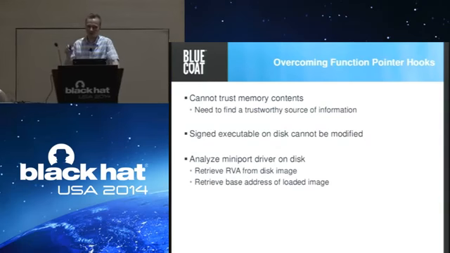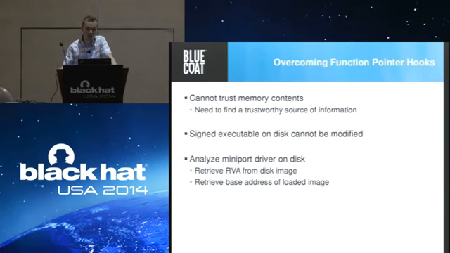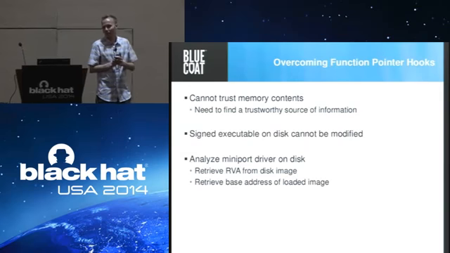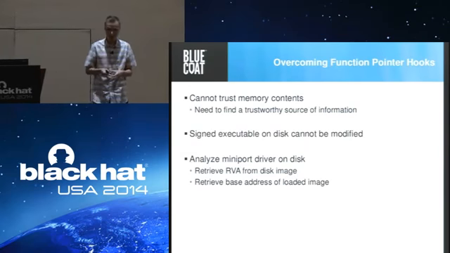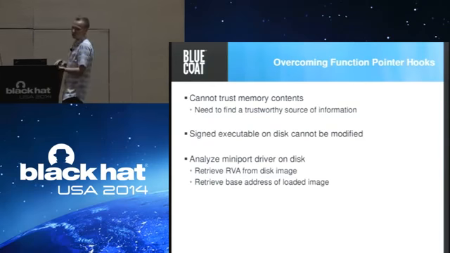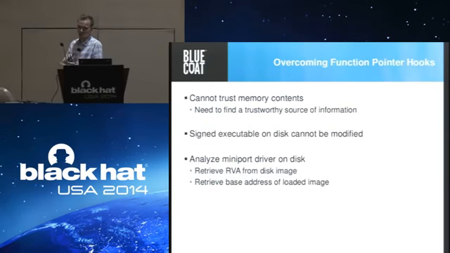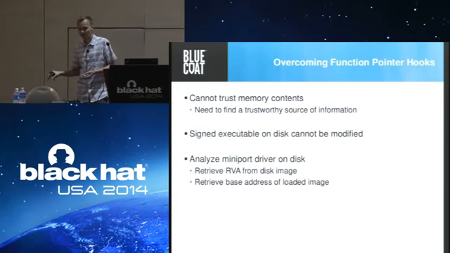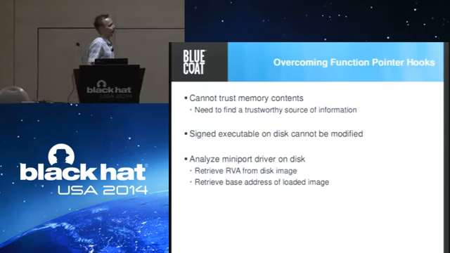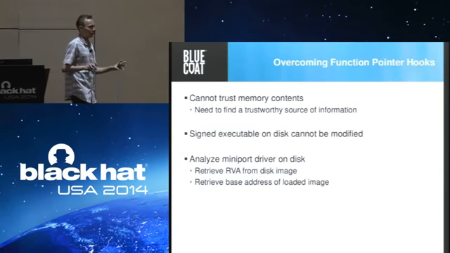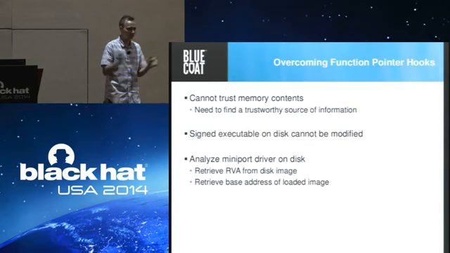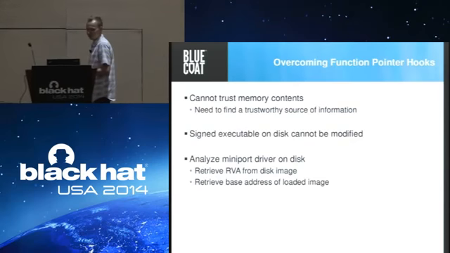And if you think about it, all drivers on 64-bit versions of Windows are actually signed. So if we use a signed miniport driver on disk, we can use that as our trustworthy source of information, right? So our approach for doing this is to analyze the miniport driver on disk. And we aim to retrieve the relative virtual address from the disk image. And then we have a look at, okay, where is this loaded in memory? What's the base address where it's loaded in memory? If you combine those two, voila, you have the original function pointer.